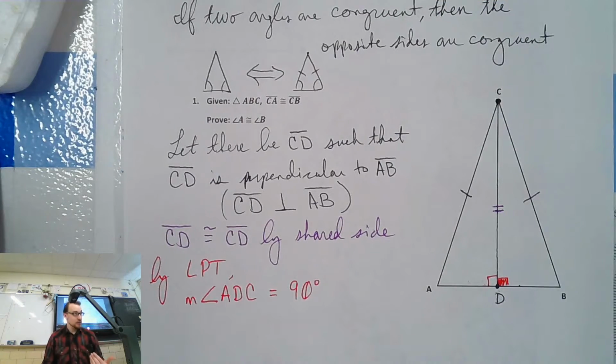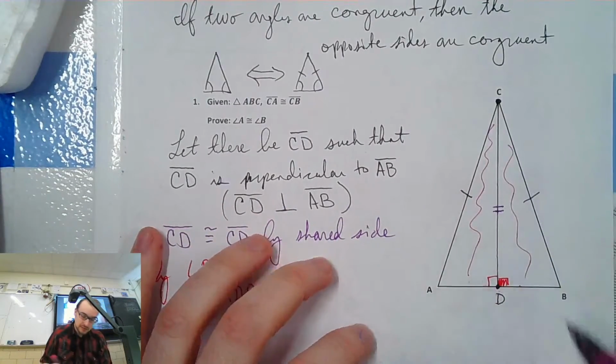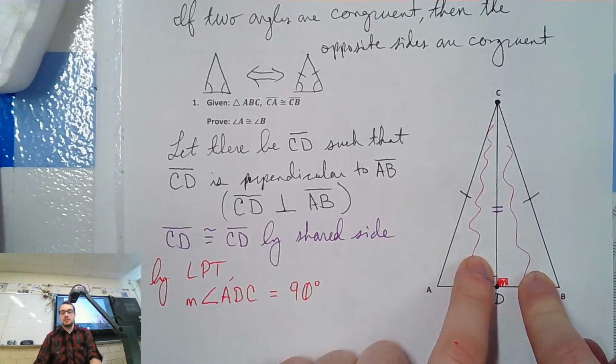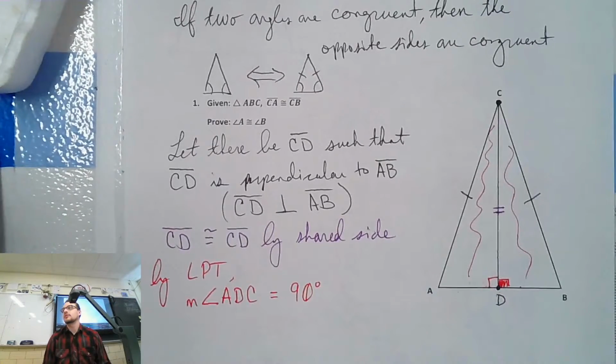So now, let's prove the triangles congruent. Which triangles? This triangle and this triangle. The left and the right one. Not the big guy. Okay? They're both right triangles. They're both right triangles.